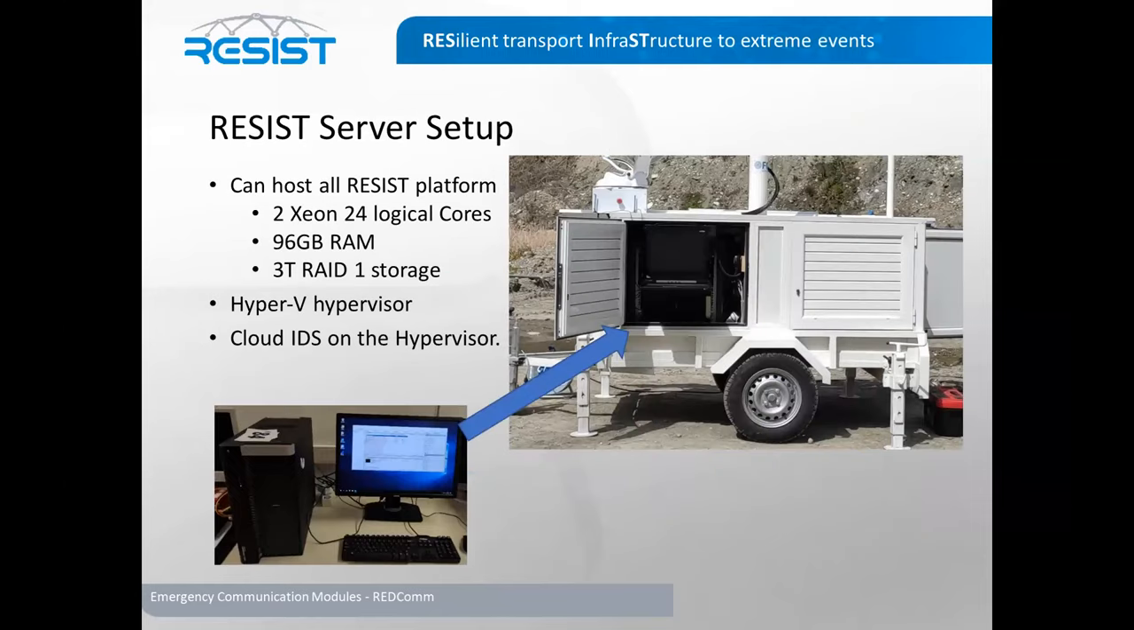Inside the REDCOM trailer, we have installed a server powerful enough to host all the Resist platform. This server uses Hyper-V as a hypervisor, and all the Resist components are installed in virtual machines on this server. Having all this inside the REDCOM offers faster transfer speeds. Additionally, having all the virtual machines enables the use of a global intrusion detection system. The REDCOM has two compartments. In the first compartment, we have the inverter, the generator, and the chargers from the wind turbine and the solar panel. In the second compartment, we have a rack, and inside the rack, we have the server, the monitor, the modems, the router, and the switch that are all connected.